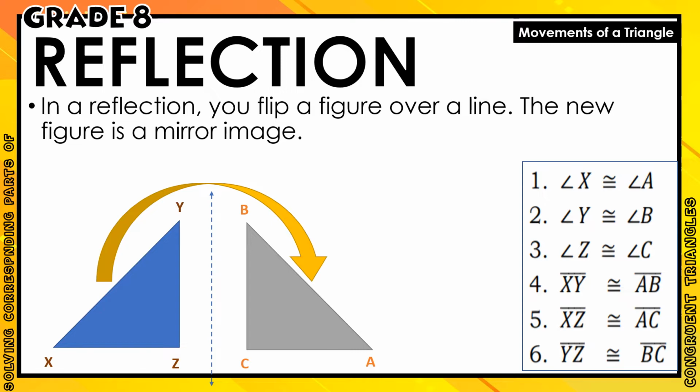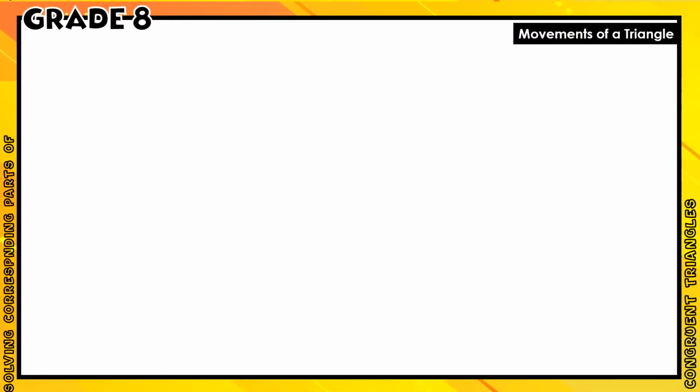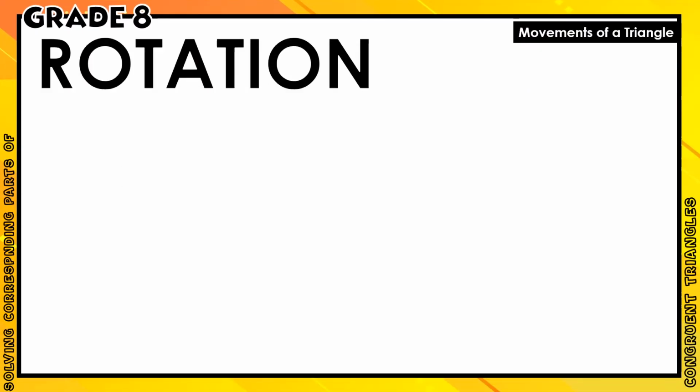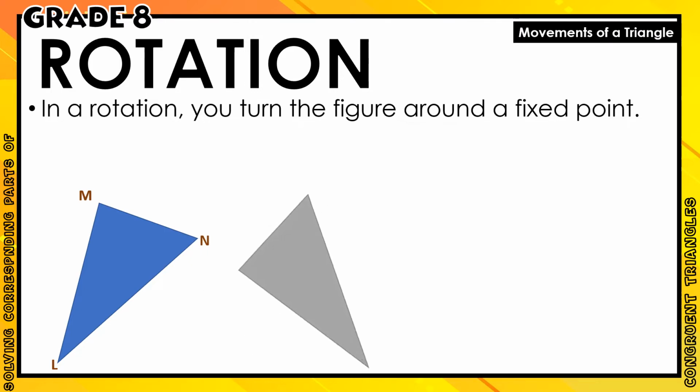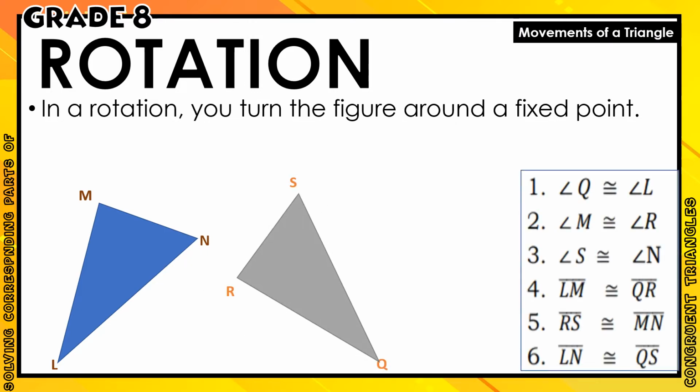And last movement will be rotation. From the name itself, rotate, ikot. In a rotation, you turn a figure around a fixed point. I have here triangle LMN, so nag-rotate, umikot lang. Therefore, I have triangle QRS. Same thing, all angles correspond to one another with their sides.